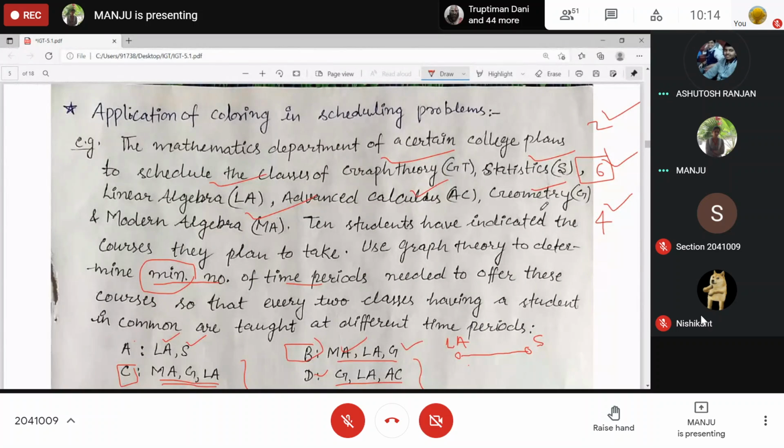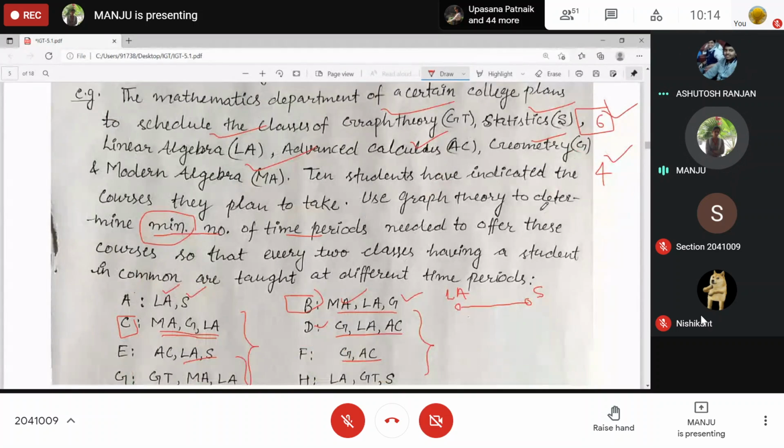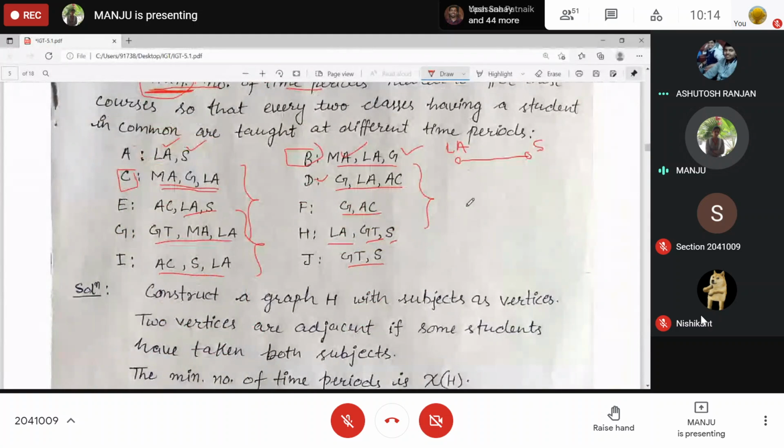Yes, ma'am. But we want the minimum, na, such that we can run those courses in parallel. For example, here there is modern algebra going on, and here, this is 8 to 9. Suppose 8 to 9. Can we schedule linear algebra 8 to 9 again?